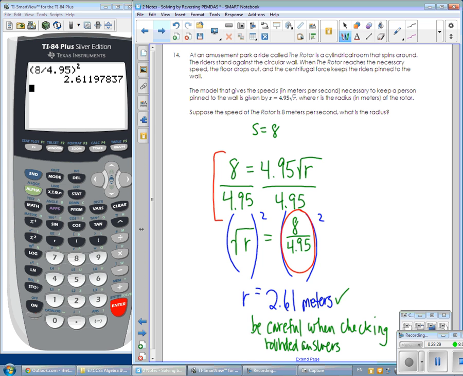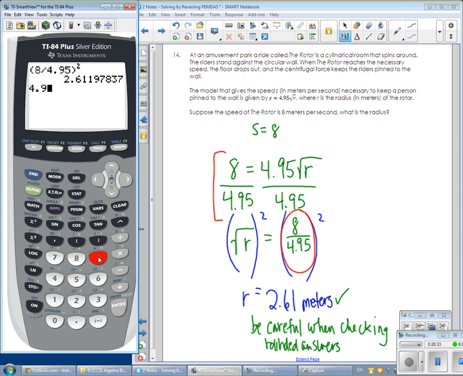So if I want to check to make sure that's correct, basically what I want to do is take 4.95, this is the original equation, 4.95 times the square root of R. Well, R is just the value I got from my previous answer. And notice that the negative sign above it has the word answer to it. So if I type in second answer, my calculator will recall the entire number. So I'm not rounding and putting in 2.61. The calculator remembers all of the decimal values. And so when I press enter, you can see that I get the 8 back.